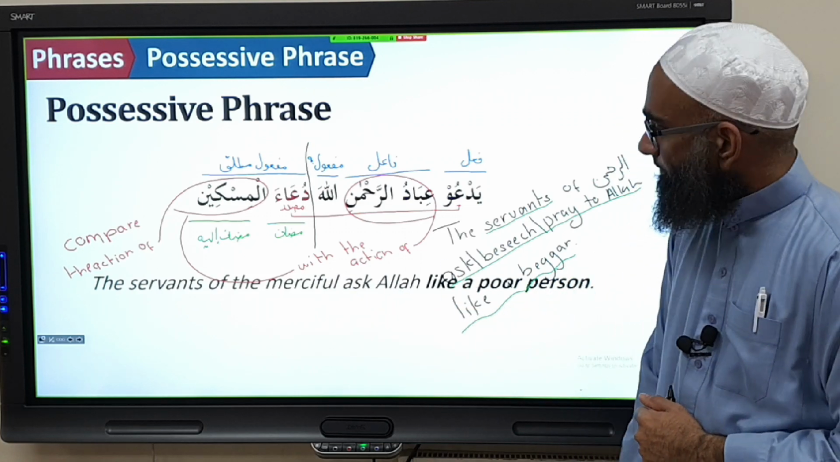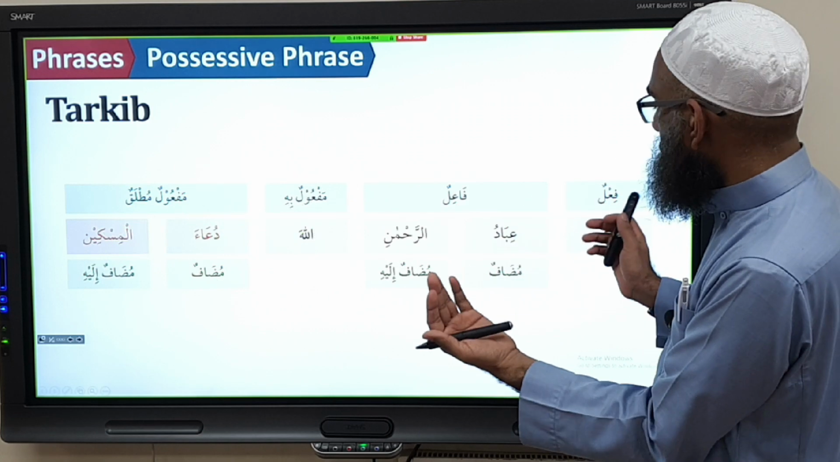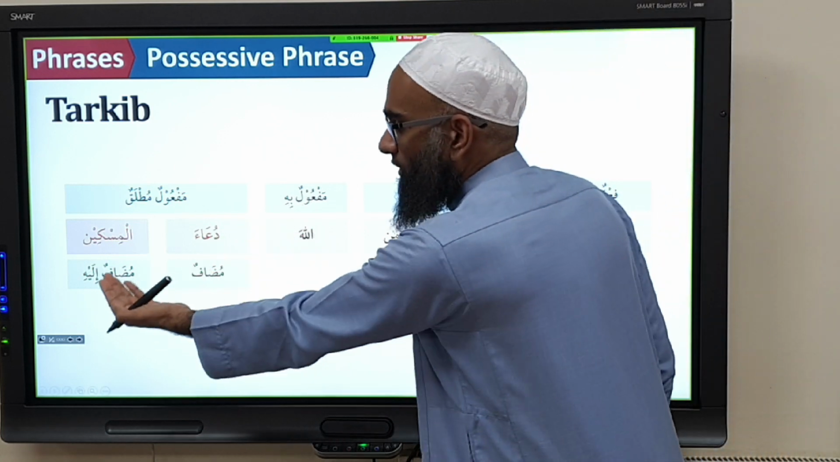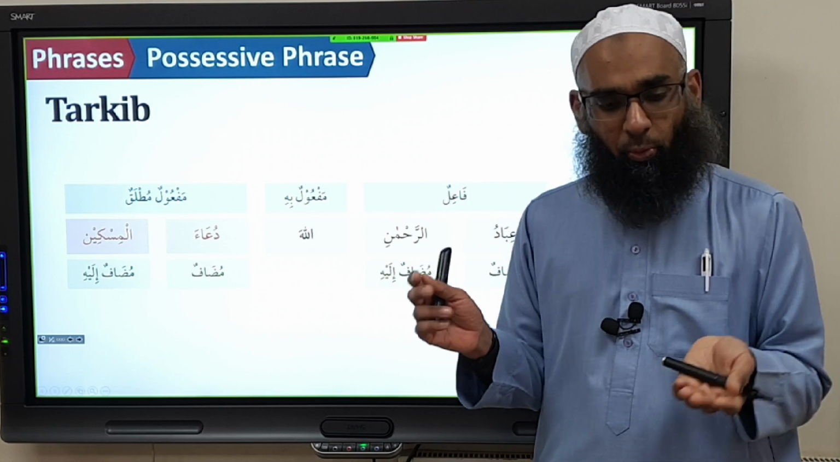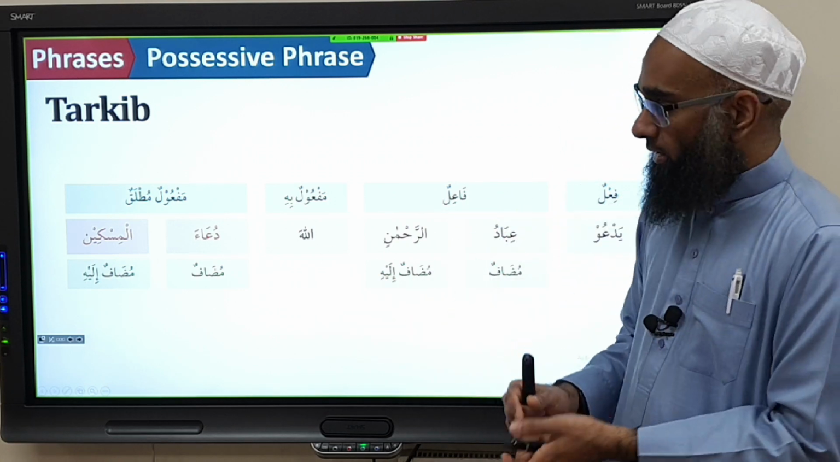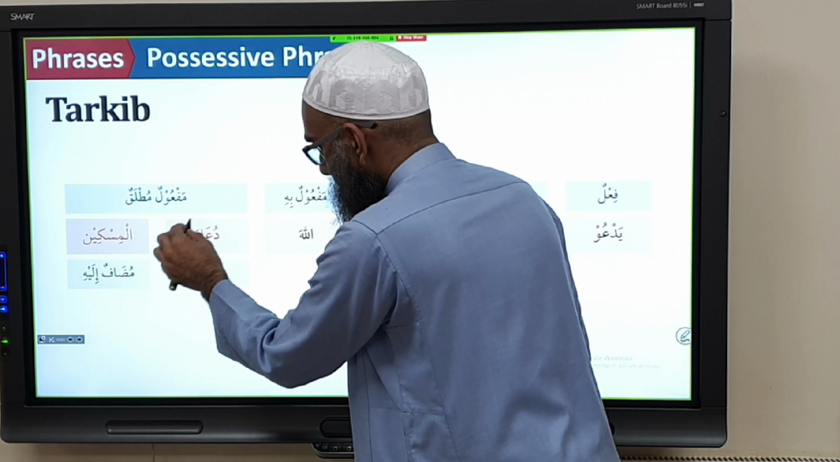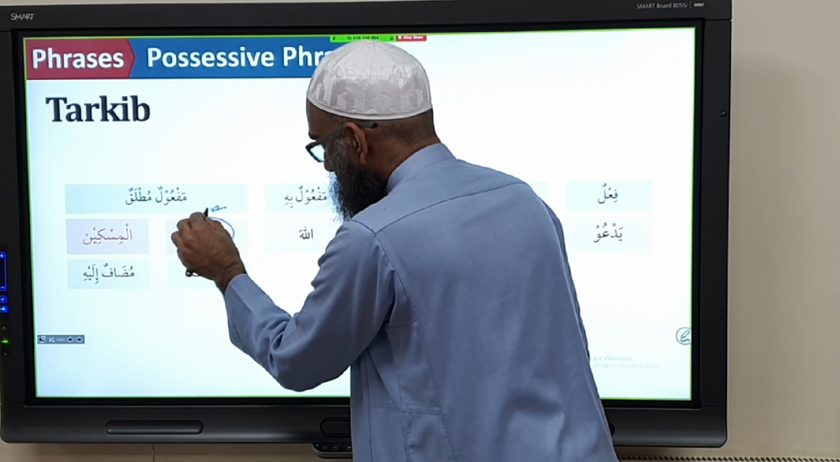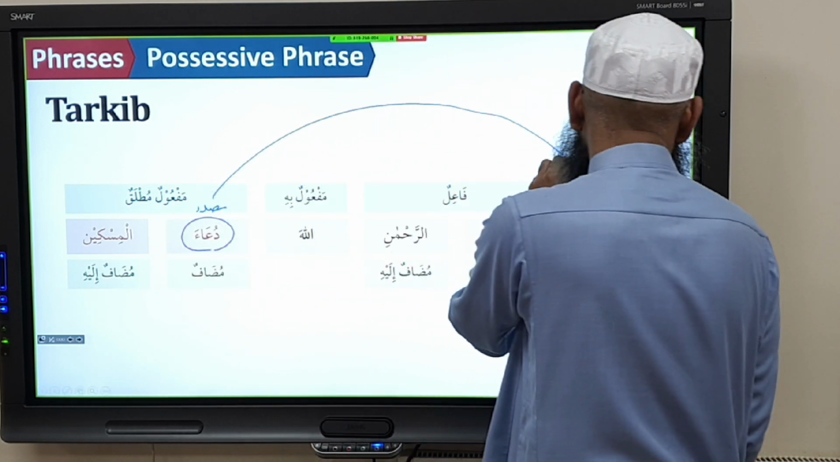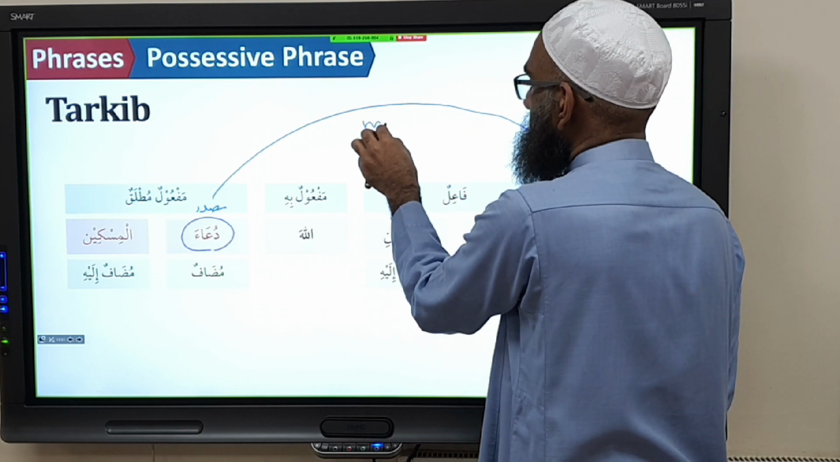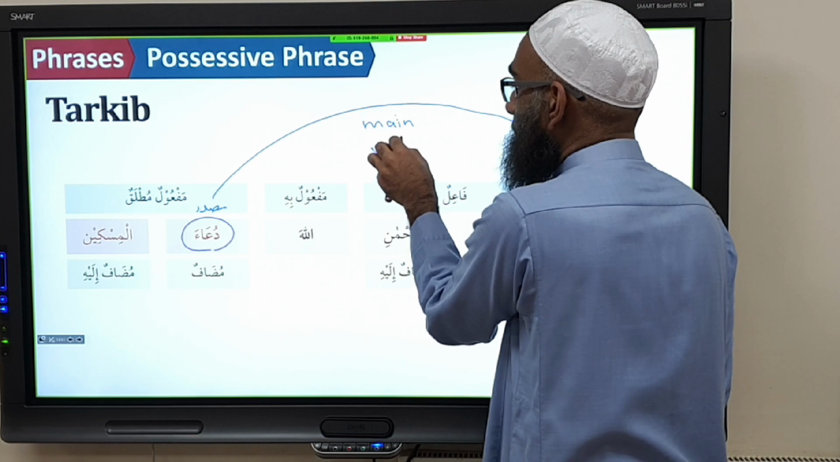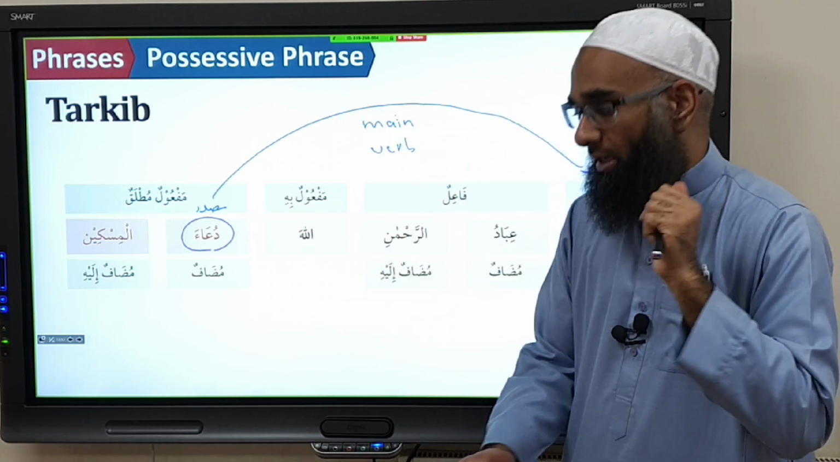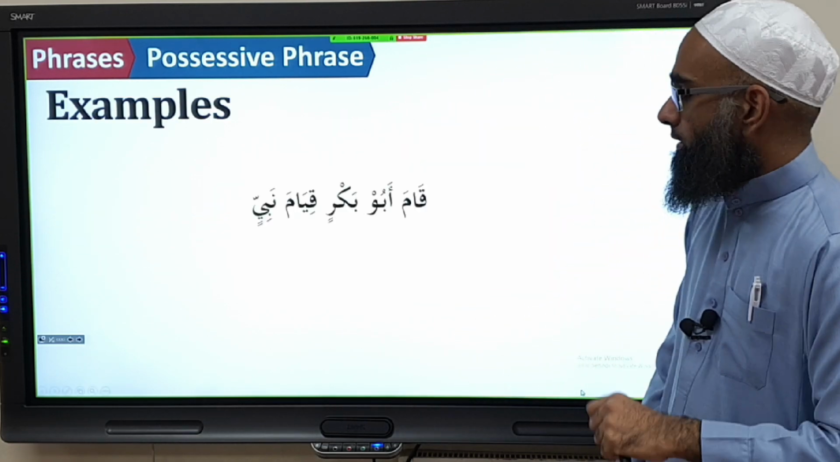That makes sense? Tarkib is very simple. There's no new structure in tarkib. It's mudaf, mudaf ilayh, and maf'ul mutlaq. So the structure is nothing that we have to worry about. It's just simple. When the mudaf is a masdar of which verb? Of the main verb. Then it becomes maf'ul mutlaq. The issue is the focus on how to translate. Let's do a few more examples.